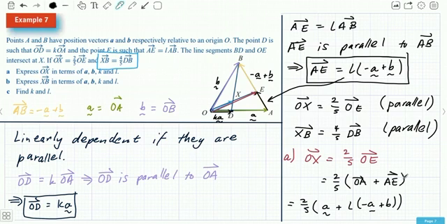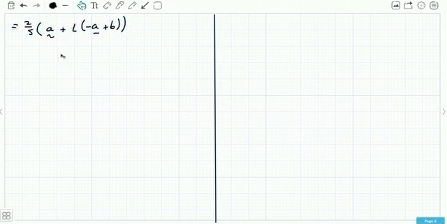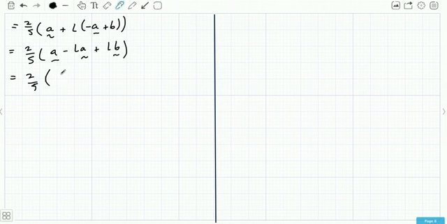So if we wanted to expand that out, I'll just copy that to the next part. This is OX that we're writing here. So we've got 2/5 of A minus LA plus LB. And you might want to factor it so that you've got the A all together. So you've got A outside of 1 minus L, and then you've got LB like that. So this is just a neat way of doing it, and that's OX.